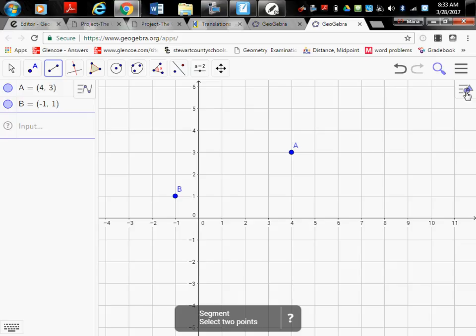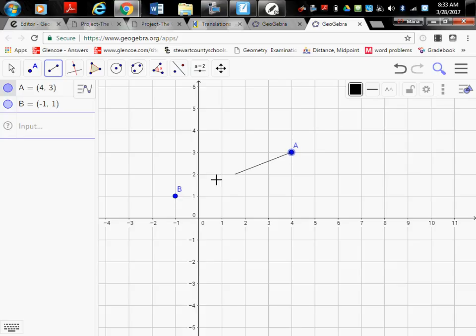Now, when you're doing the line segment, make sure that it says hidden. If not, you're going to have a whole bunch more lines and letters on your images, and it's not going to look right. So you have to make sure that you go to hidden. You want your names to be hidden on the line segment. So you're going to connect A to B.